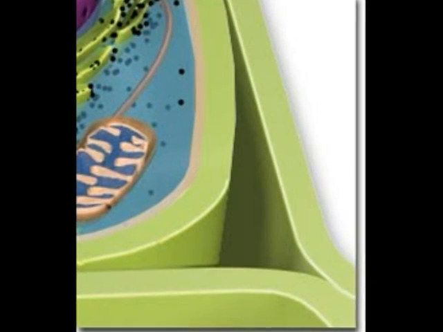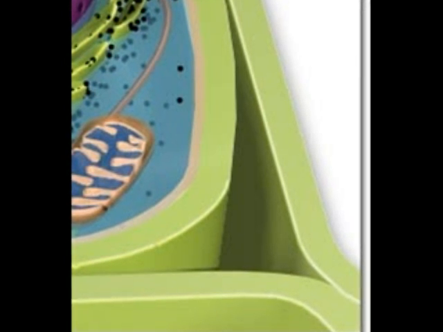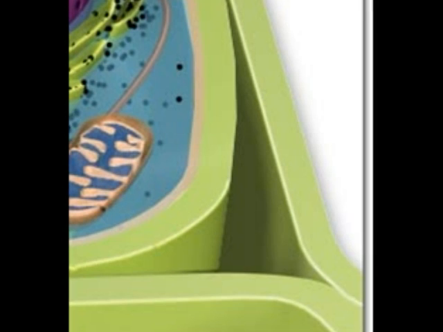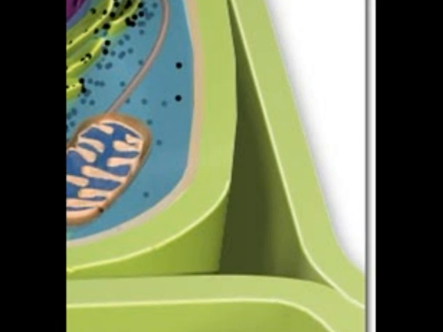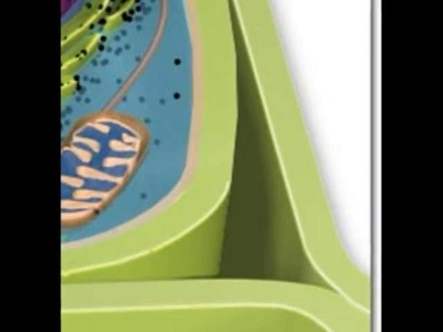We are going to enter the cell through the cell wall, and it is made up of polysaccharides and serves as a protective barrier of the fluids that develop in the cell vacuole and press against the cell wall.